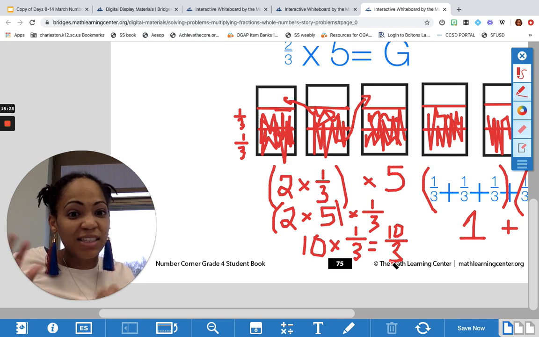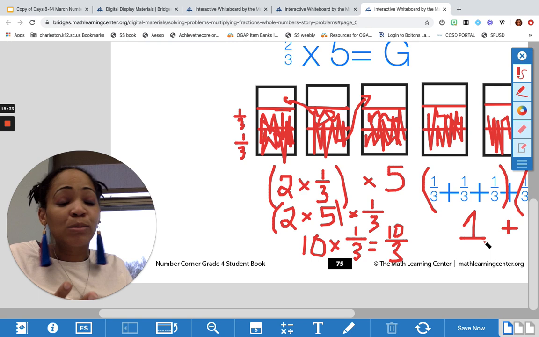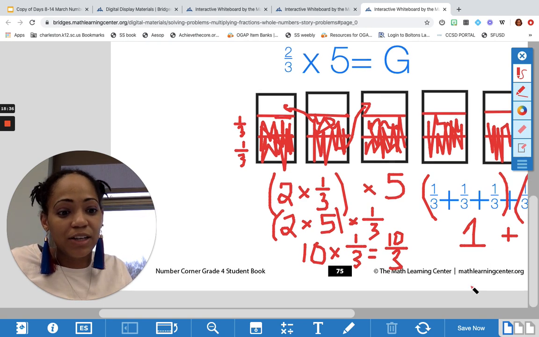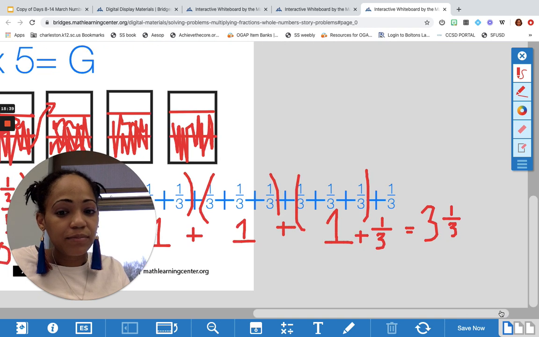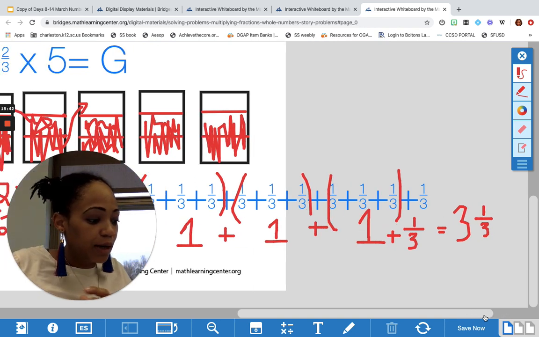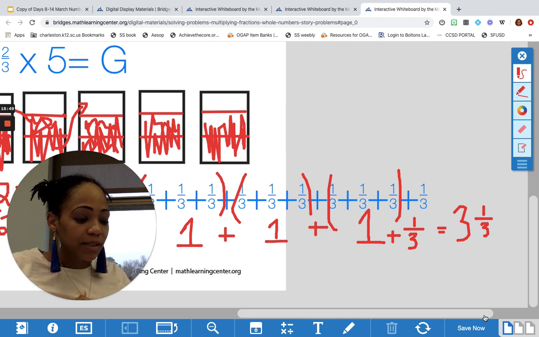10/3 is like saying 10 divided by 3. So we can get 3 full groups of 3 and then 1/3 of another group. And that's exactly what I showed you here. So we will continue to work on word problems this month.